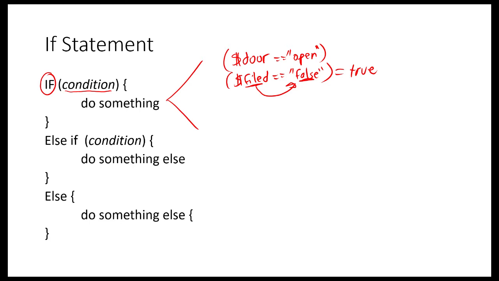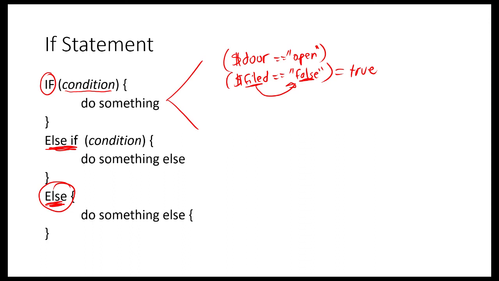So we can have multiple conditions. For example, we can do what's called an else. So at the end of the statement, if the first condition is not met and we have a second condition, we can write else if. So here's a second condition.